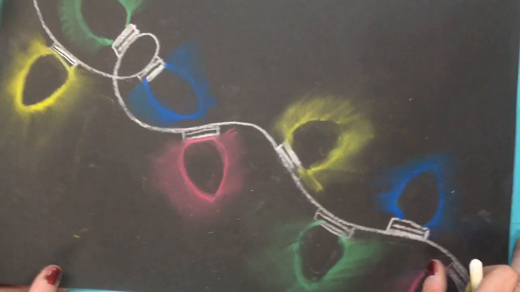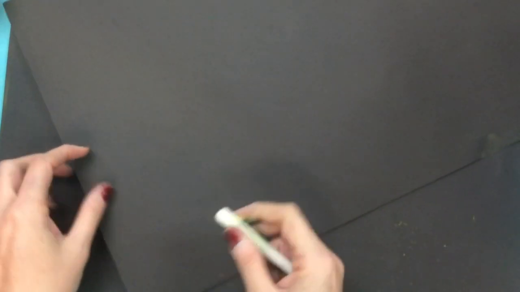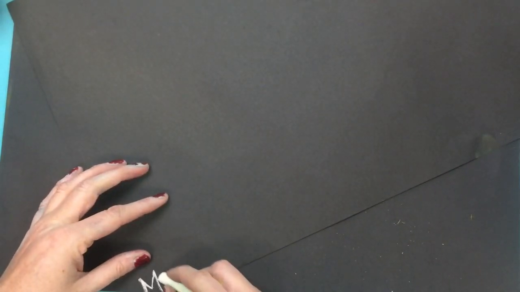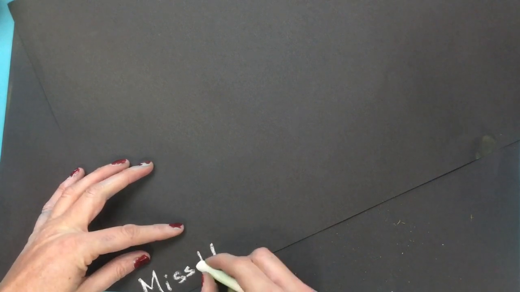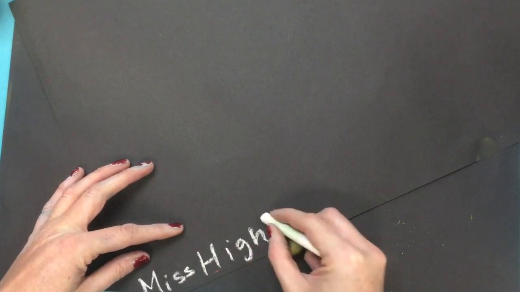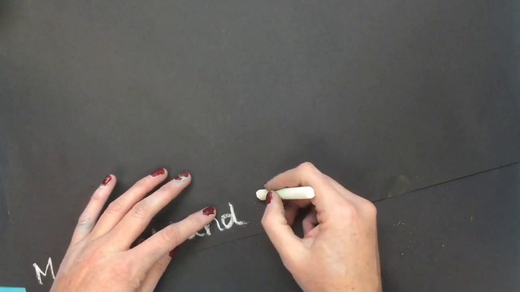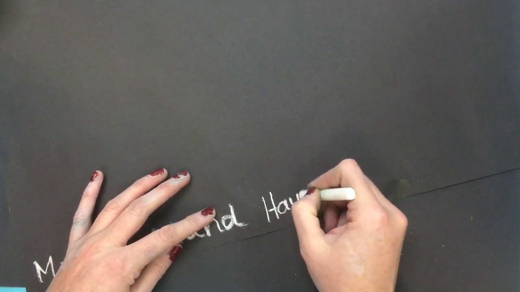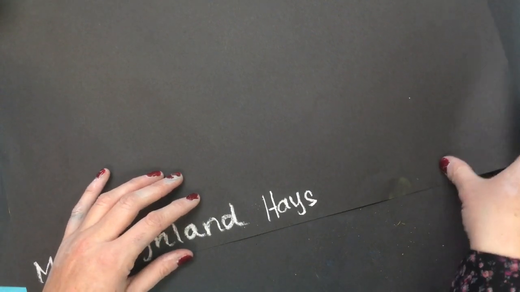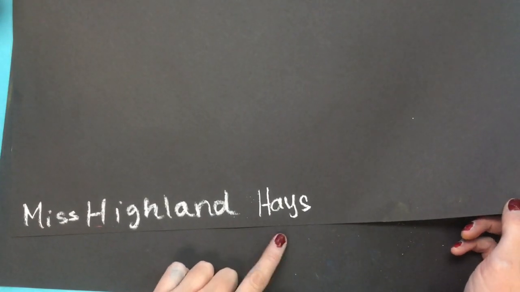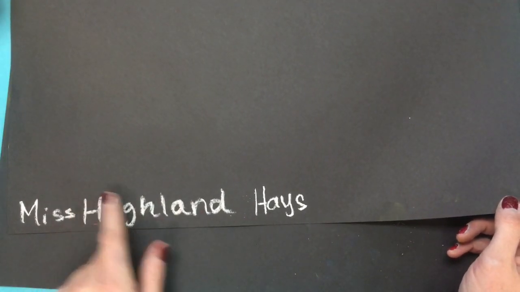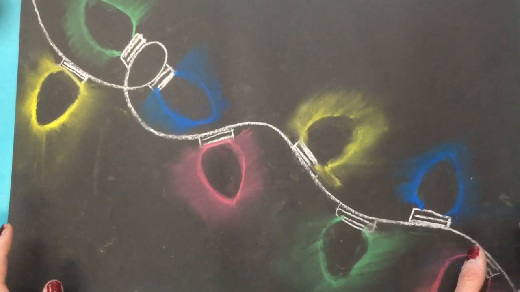Don't forget, before you turn this in or take it home or hang it up, turn it over and put your name on the back. And also put your teacher's name. So if you're in Mrs. Hayes' class, put Mrs. Hayes. Cornelson, put a C. If you don't know how to spell her name, make sure that you have your name and your teacher's name on the back. And there you go, masterpiece complete.